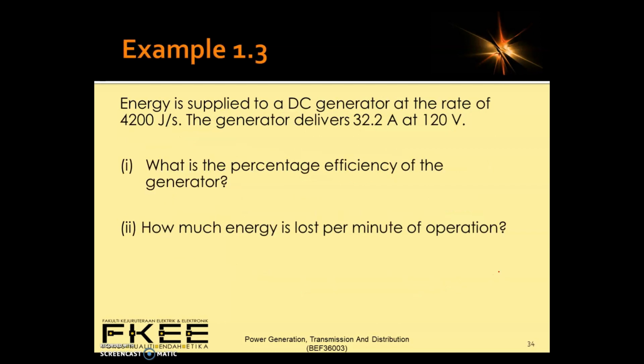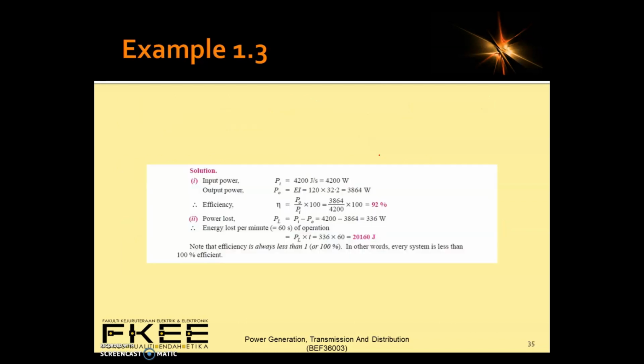So we look at the next example, example 1.3. Energy is supplied to a DC generator at the rate of 4,200 joules per second. The generator delivers current I of 32.2 ampere at 120 volt. So the questions are, what is the percentage efficiency of the generator and how much energy is lost per minute of the operation? So this is the solution.